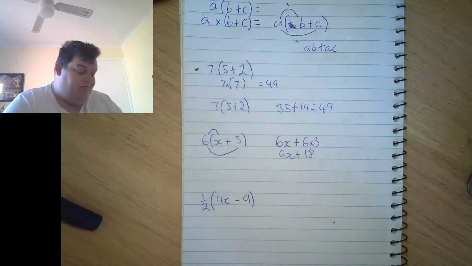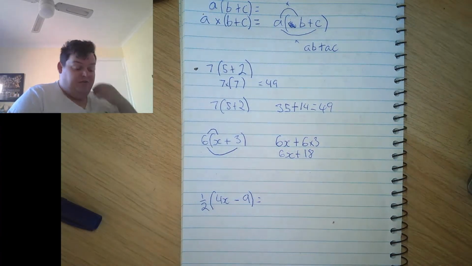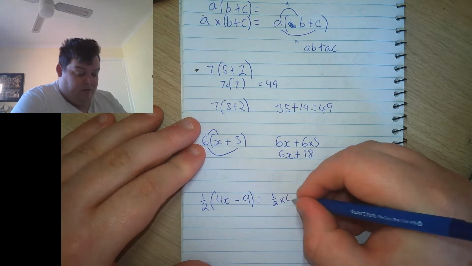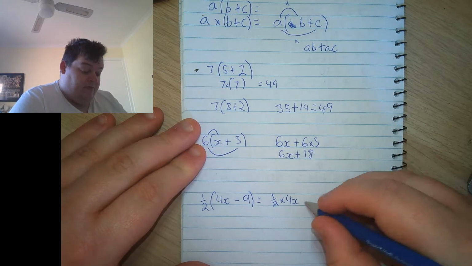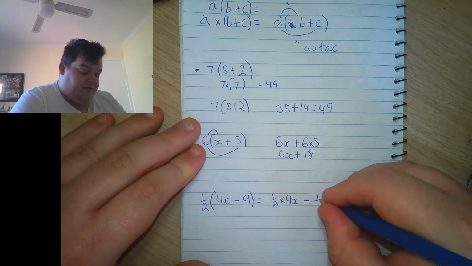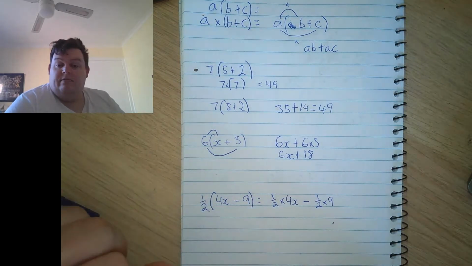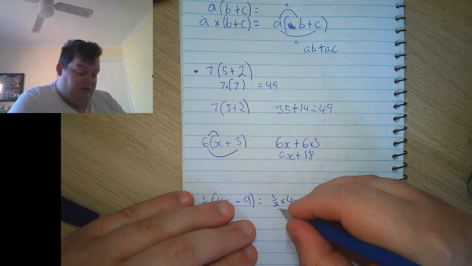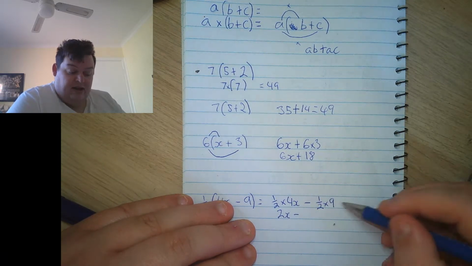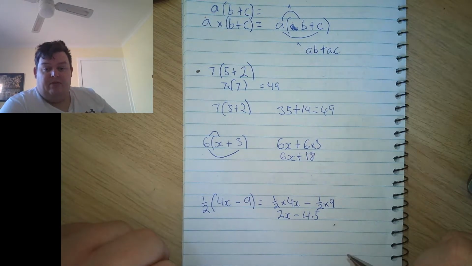If you think you got it, you can stop the video here if you really want, but we'll do another one with a half. Again, I'm distributing a half between both, so I have a half times 4x, and then this time I'm going to have a minus a half times 9. A half times 4x is 2x, the same as dividing that by 2. Minus a half times 9 is 4.5, again exactly the same as dividing by 2.